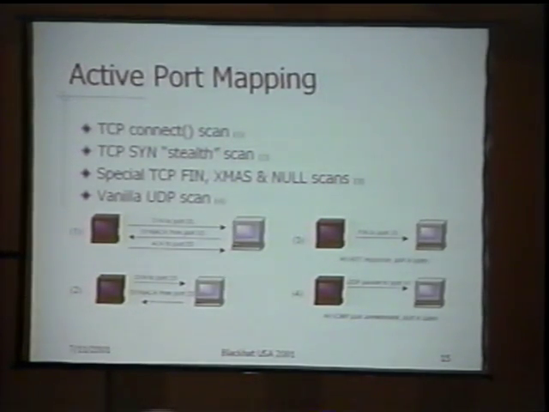And lastly, we have a vanilla UDP scan, which is very simple. Host A sends a simple UDP packet to port 67 on host B. No ICMP port unreachable message was received on host A, so it assumes that port 67 is open. UDP scans are probably one of the most inaccurate scans possible because a lot of routers block ICMP port unreachable messages.